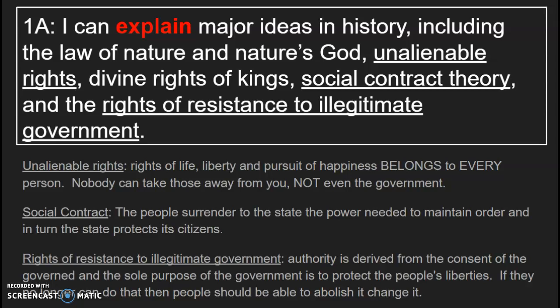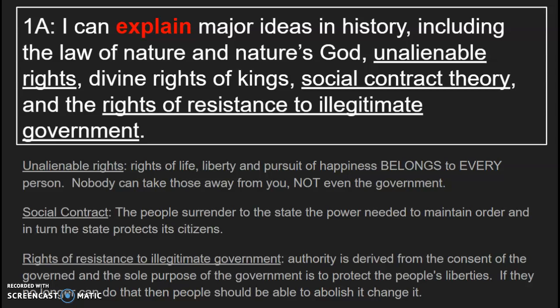Unalienable rights are the rights of life, liberty, and the pursuit of happiness. This belongs to every person. And according to the U.S. Constitution and the American beliefs, nobody can take those rights away from you, not even the government.